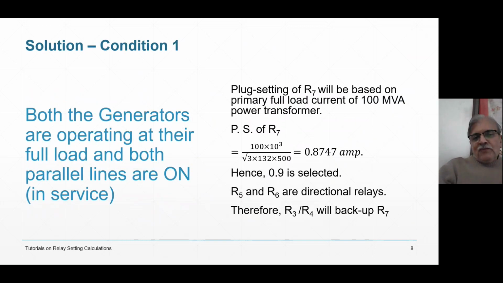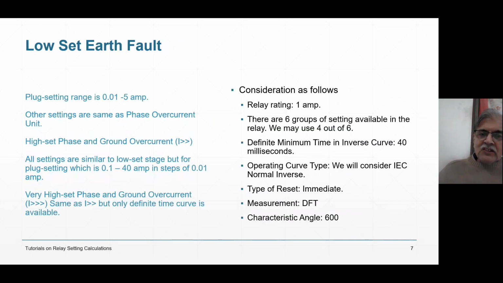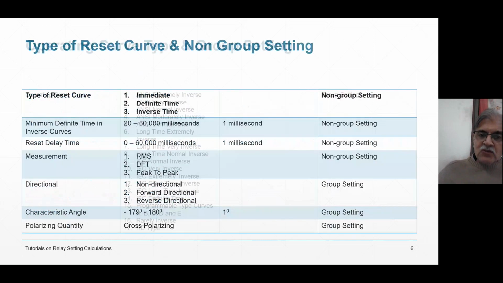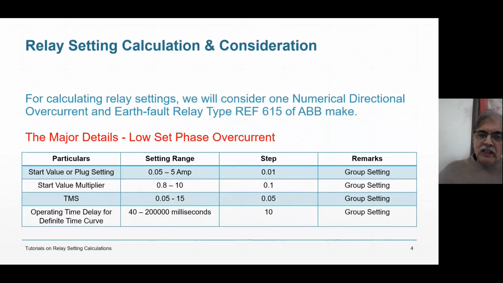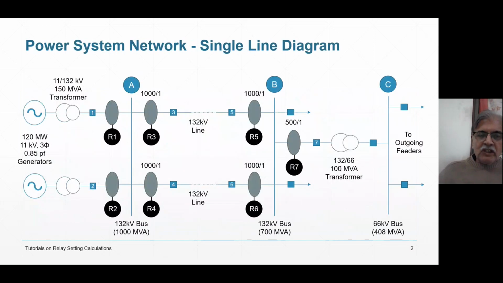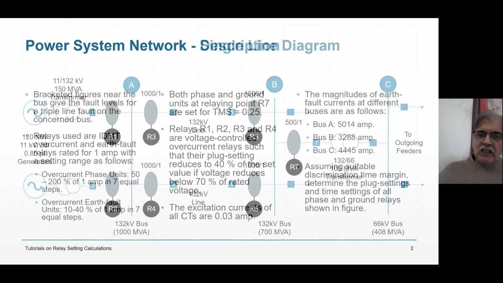Now solution. For solution, we are taking different conditions. Condition number 1: both the generators are operating at their full load and both parallel lines are on. Shall we see the figure once again so that we are talking with reference. Both the generators are on. Both the 132 kV transmission lines are on. That is the first possibility.